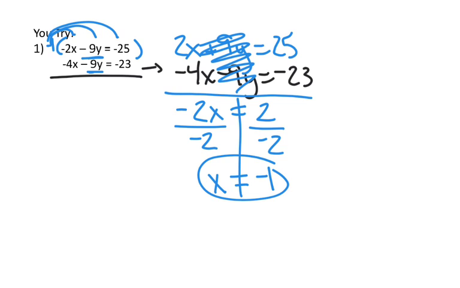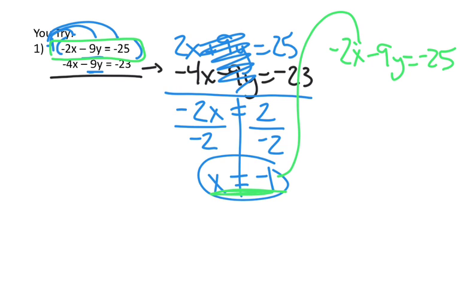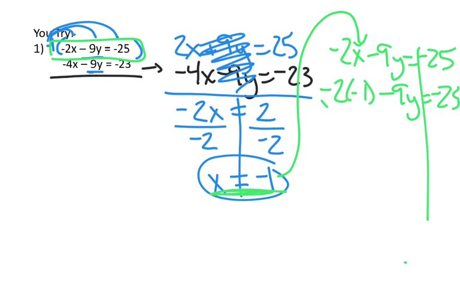Okay, but now we need to solve for y. So we'll go back and pick an equation. Once again, it doesn't matter what you pick. So I'm just going to pick this first one we started with, which is negative 2x minus 9y equals negative 25. You'll substitute in what you solved for, which was x. So we're going to have negative 2 times negative 1, subtract 9y equals negative 25. So negative 2 times negative 1 is positive 2 minus 9y equals negative 25.